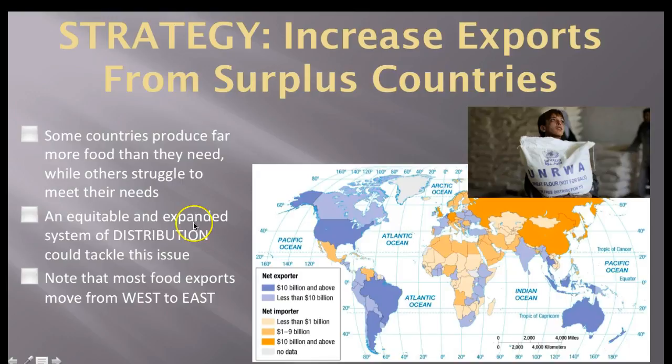Basically, an equitable and expanded system of distribution could tackle this issue. So if we do send more out to these countries, it could actually help spread more food around the world. But it's interesting to note that even in Europe, they don't have a high surplus, but in the United States, North America, and South America, we have a great surplus of food that could be shipped around the world. That is possibly one strategy to combat hunger in the world.